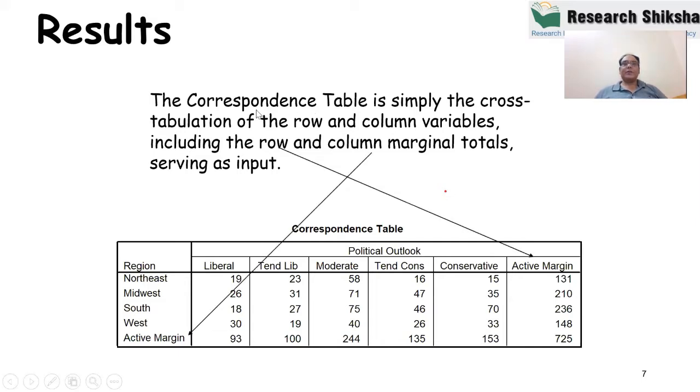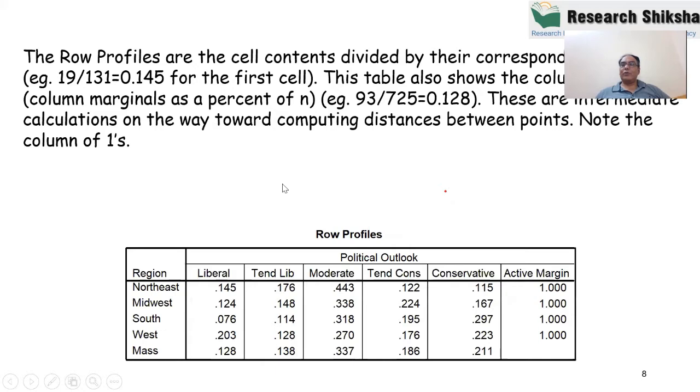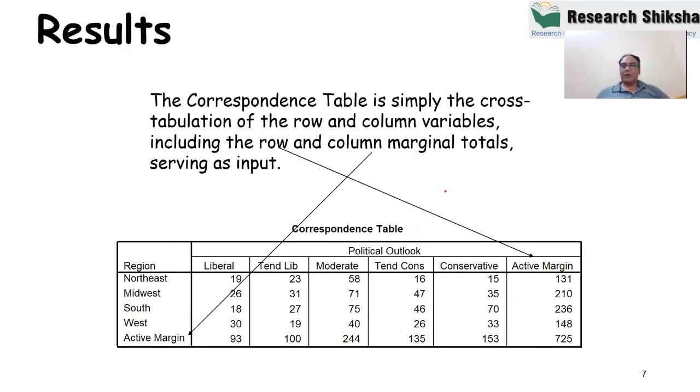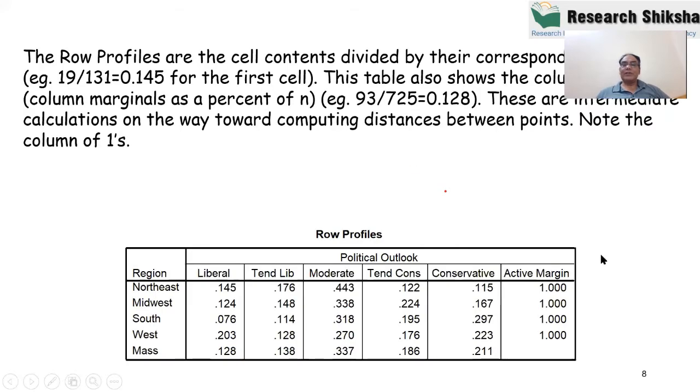Okay, the corresponding table is simply the cross tabulation of the row and column, including row and column marginal totals serving as input. Okay, now what you do? If you divide each row by the row total, let me show you that. If I divide 19 by 131, if I divide 23 by 131, right? So the first row, if it is divided by 131, which is the total of the row, in the last column we will have only the 1. Now you can see that in the last column, we are having only 1.